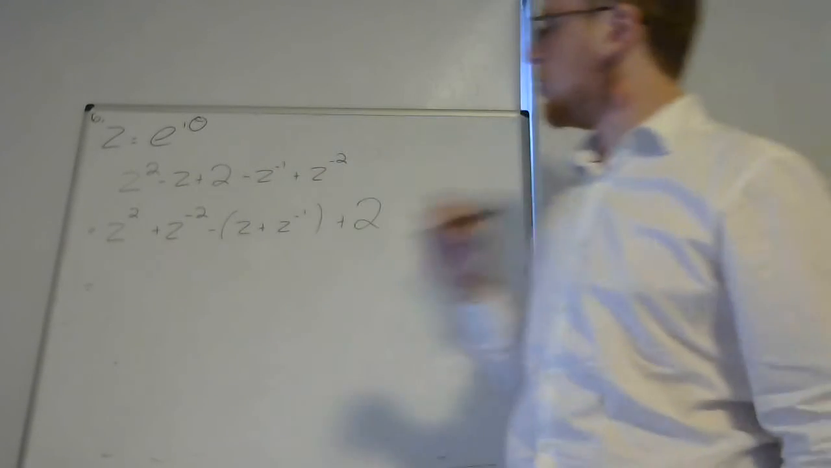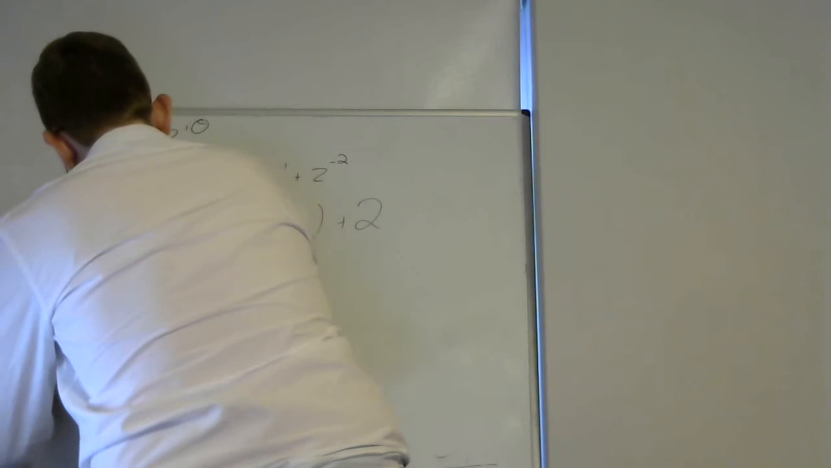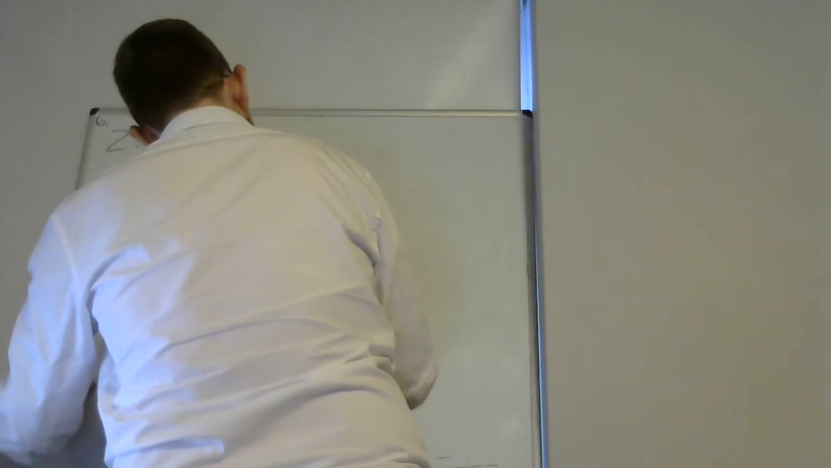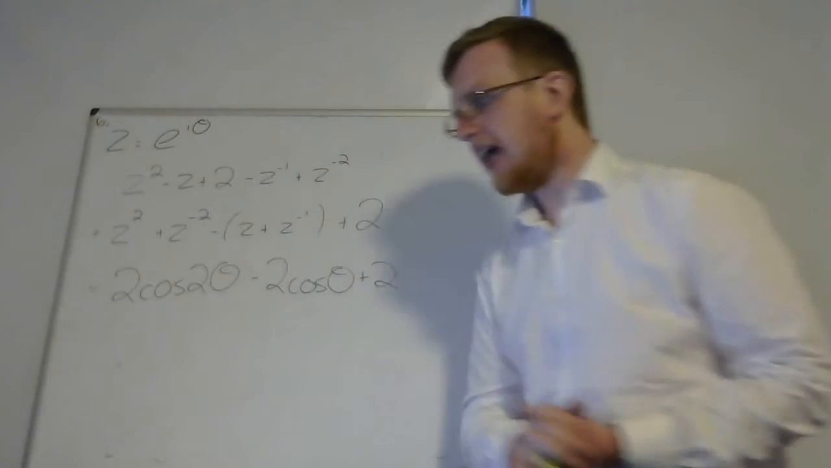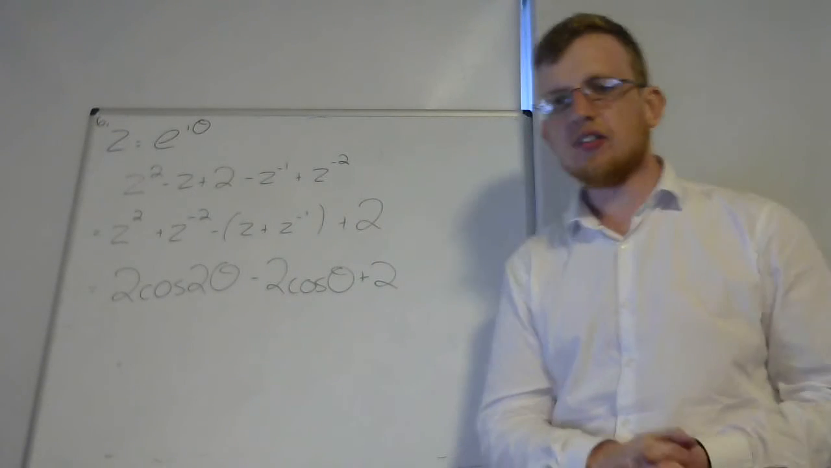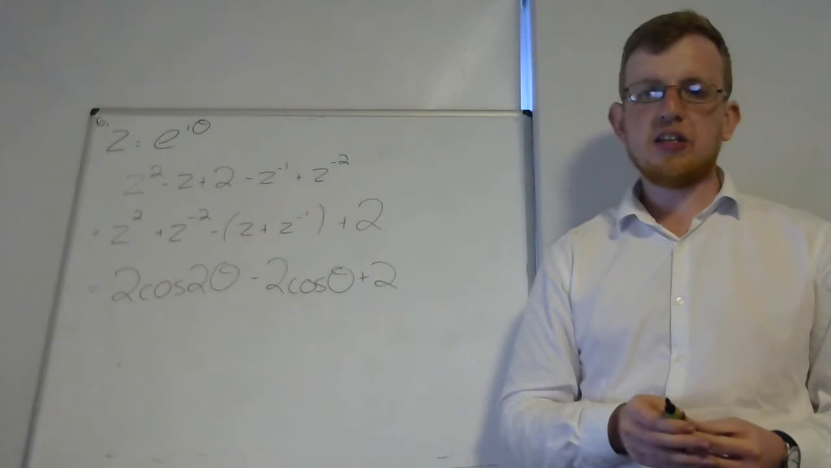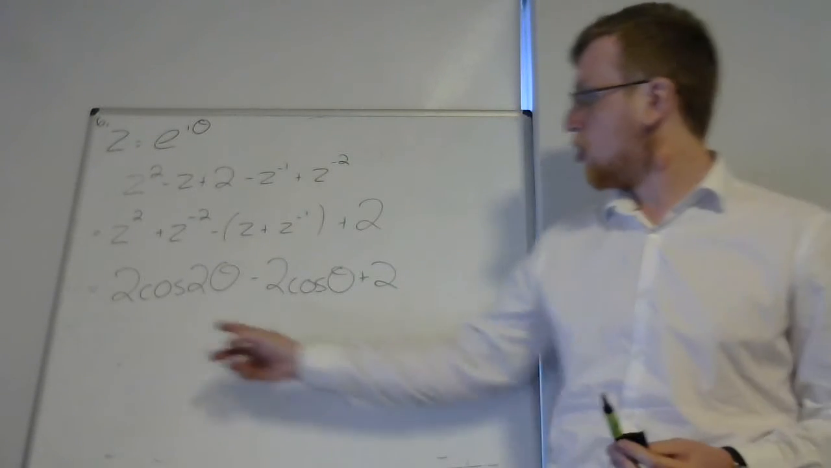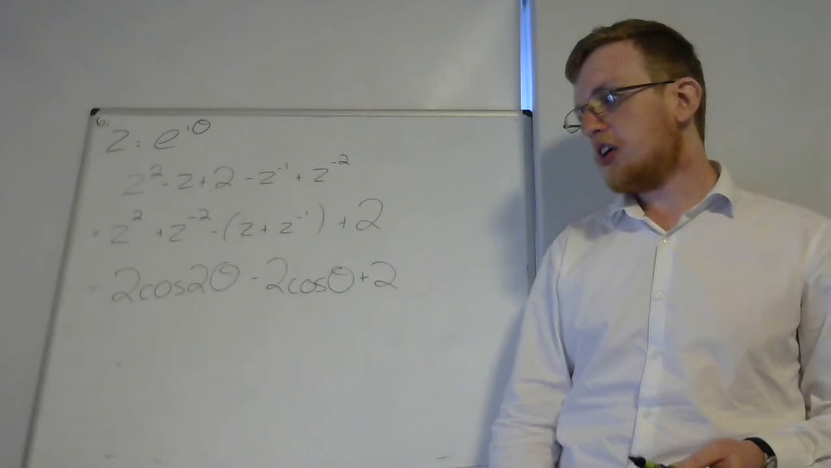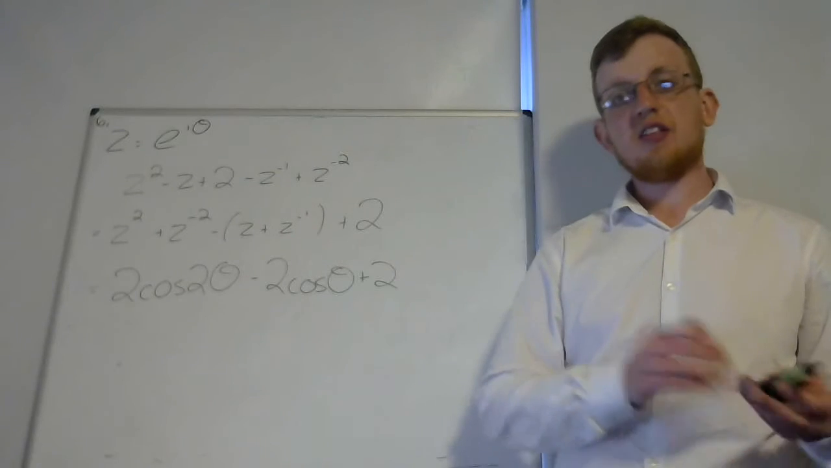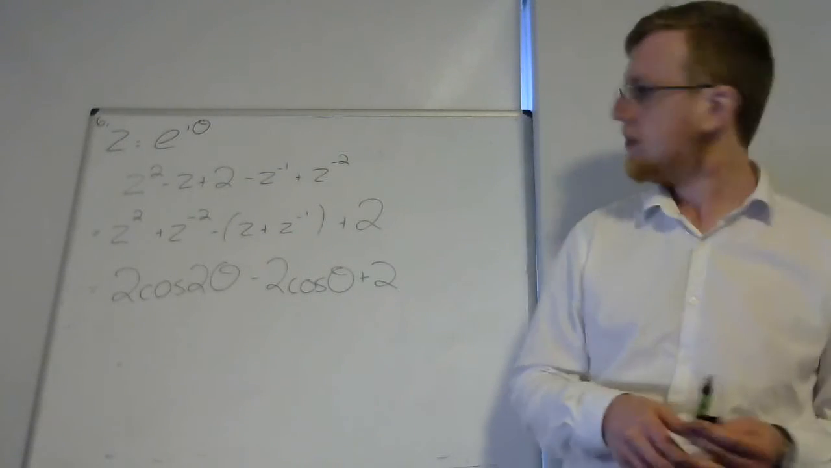So what did we get for part 2? That was 2 cos 2 theta. And for part 1 we got 2 cos theta. And then plus 2. But that isn't quite what the answer wants. The answer doesn't have any expressions involving cos of 2 theta. So we're going to have to get that using the double angle formula to something involving cos theta.